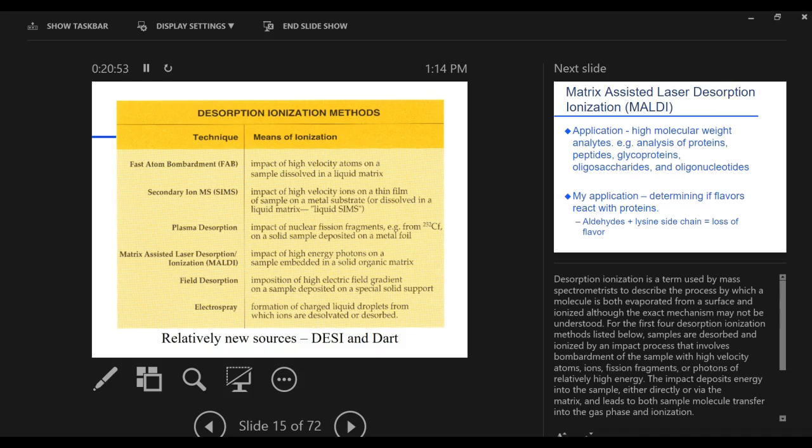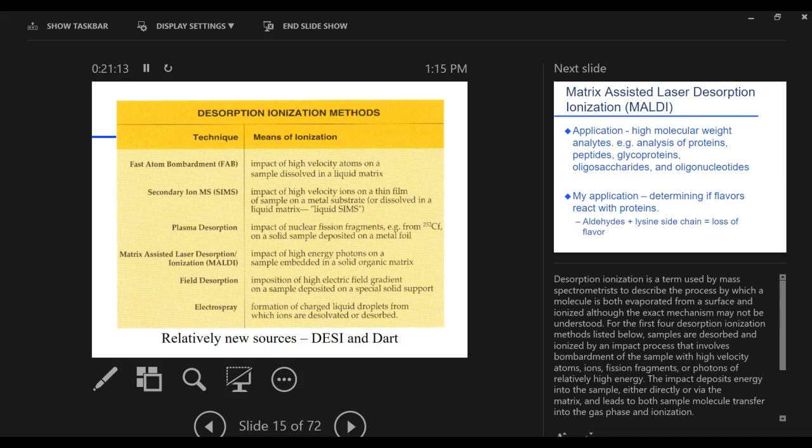Again, different combinations here. Nuclear fission fragments on the solid sample. Again, high energy photons, so we're bombarded with photons. Sometimes it's just energy, velocity of atoms. Sometimes you fragment by high energy light sources.